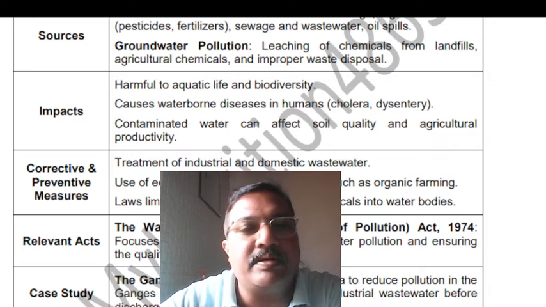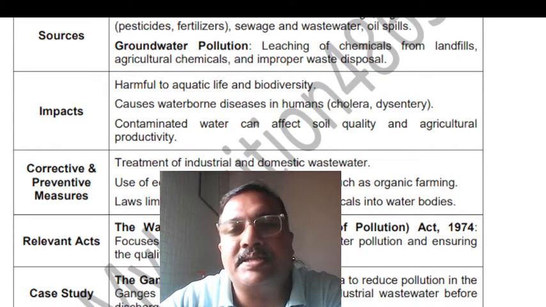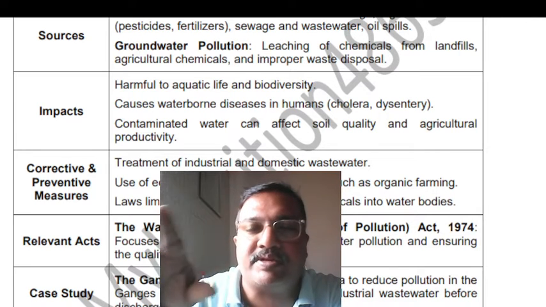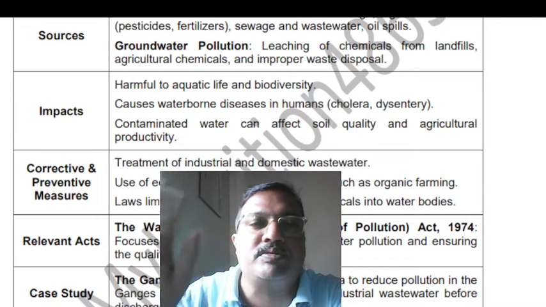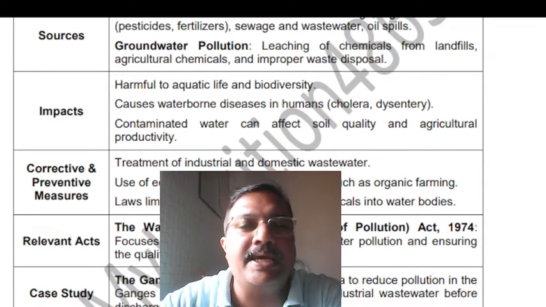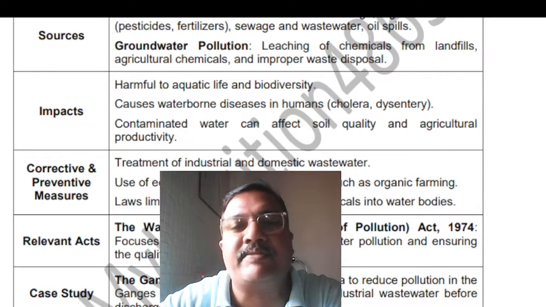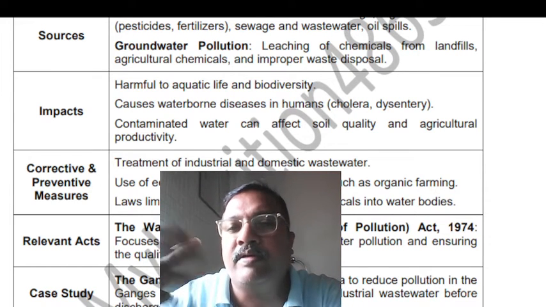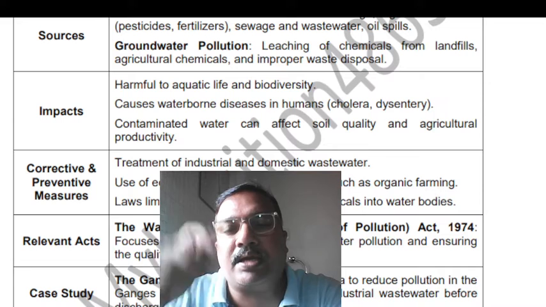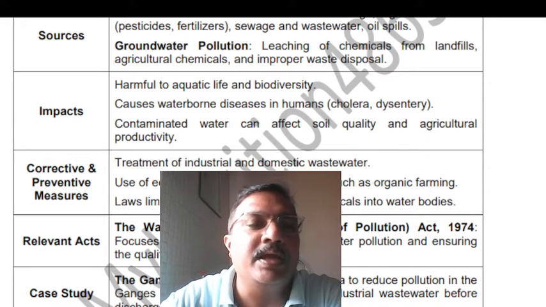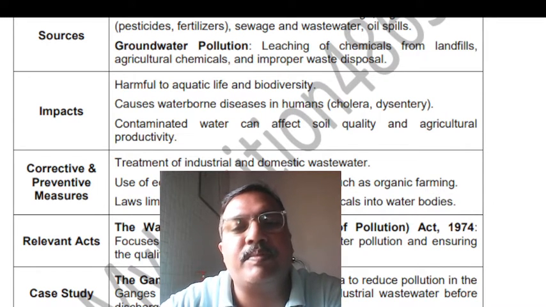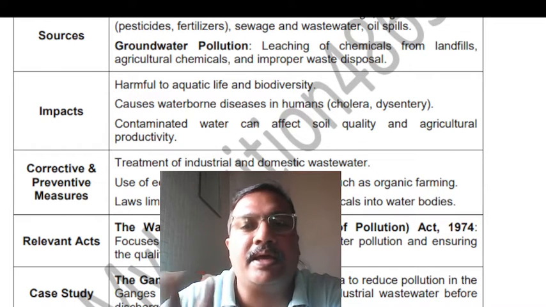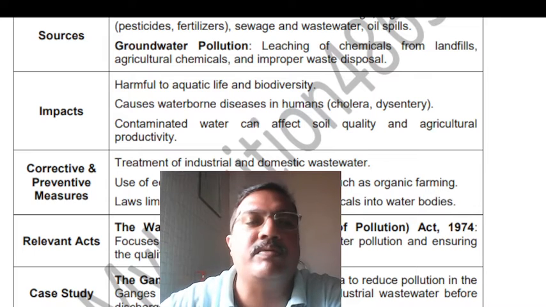Okay, so leaching from landfill means when landfills release toxic substances into the soil. Landfill means where the wastes are kept stored. And agricultural chemicals: excess usage of pesticides and fertilizers can even seep into the groundwater. Not only do they flow through the rainwater, they can also seep into the groundwater. Improper waste disposal, that is dumping the hazardous materials without care, pollutes the groundwater.